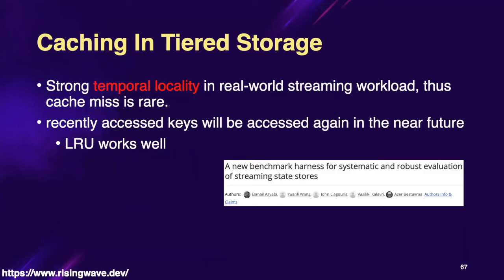And the other good news is that in real-world stream workloads, we have really strong temporal locality, right? This is a newly published paper at EuroSys. It runs some realistic workloads on Apache Flink, and finds that a lot of operators have very strong temporal locality, meaning that if we have an LRU cache, it should work very well, right? So recently accessed keys will be accessed again in the near future. So we can expect that there will be very few cache misses for processing real-world workloads.